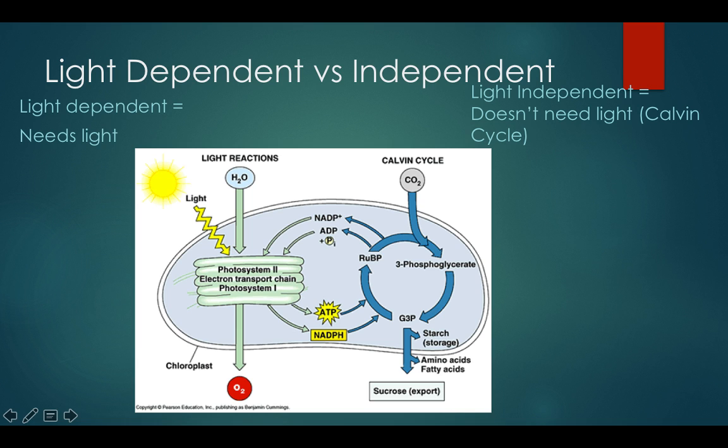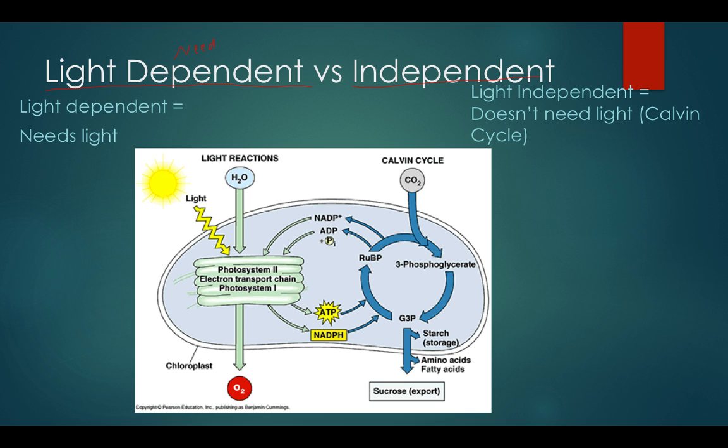Now, there are two processes that are involved in photosynthesis. There's the light-dependent and the light-independent reactions. Now, if you know your English well enough, you know that dependent means that you need something, so this means need. And I'm trying to write with my mouse. It's not working very well. And independent means you don't need it.